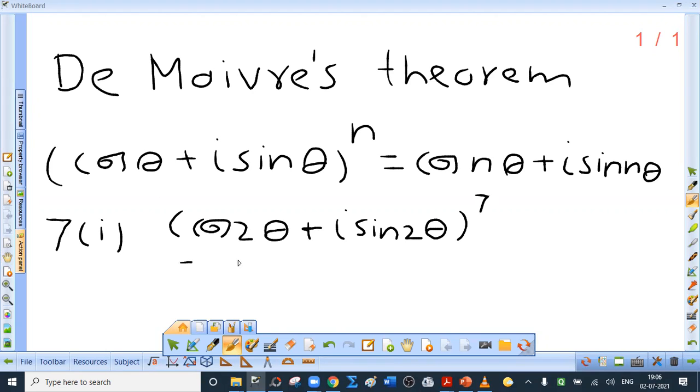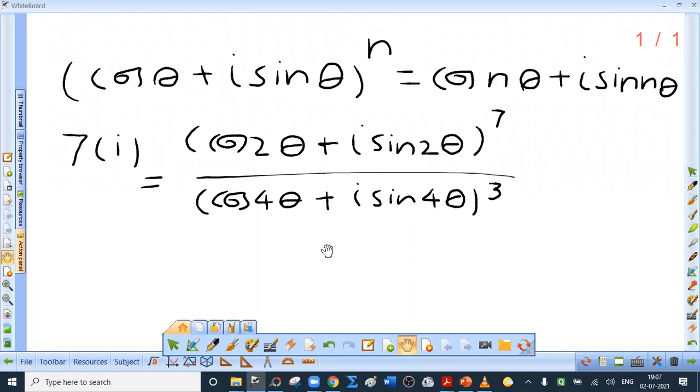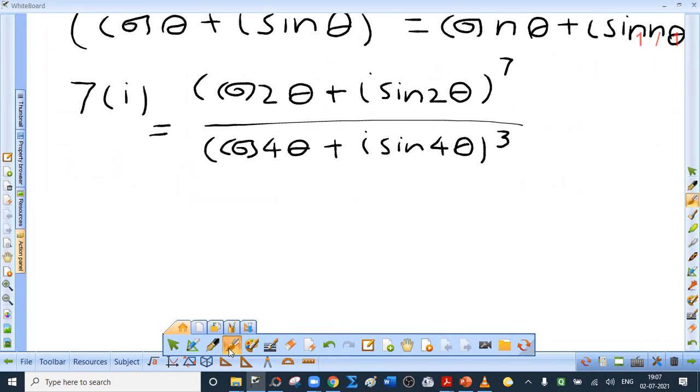Okay. Raised to 7 upon cos 4 theta plus i sin 4 theta raised to 3. Can we use laws of indices directly? We cannot, because the angle in the numerator is 2 theta and the angle in the denominator is 4 theta. See what we can do here.